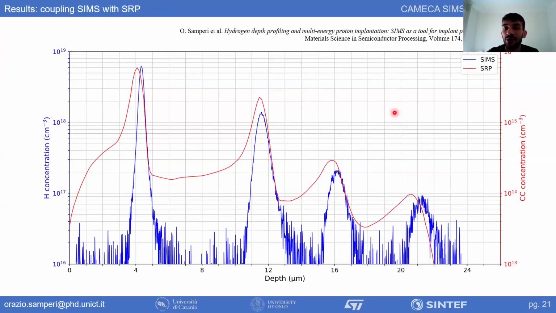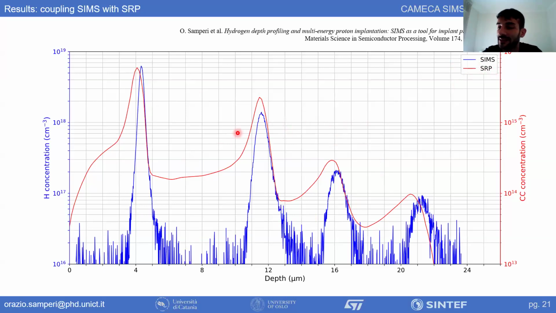The last graph I show you is this. I think it is perhaps the most useful application of this kind of analysis. It's basically the coupling or combination between the SIMS and the electrical profile technique, basically the spreading resistance profiling. So coupling these two measurements is really important when we are going to perform material studies.